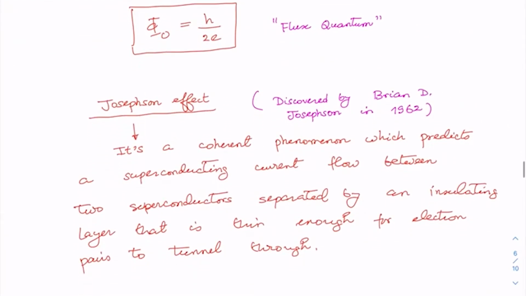Then we discussed the so-called Josephson effect, and I forgot to tell you last time that it was discovered by Brian D. Josephson in the year 1962, and the Josephson effect refers to the fact that it is a coherent phenomenon.